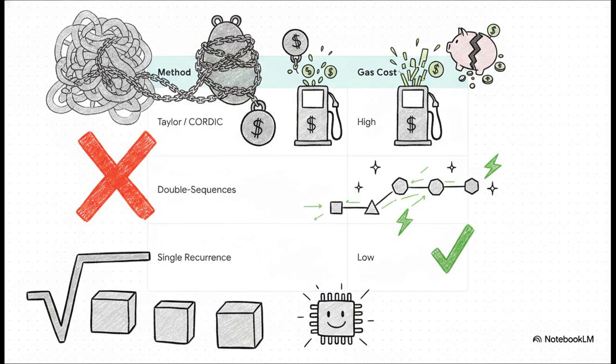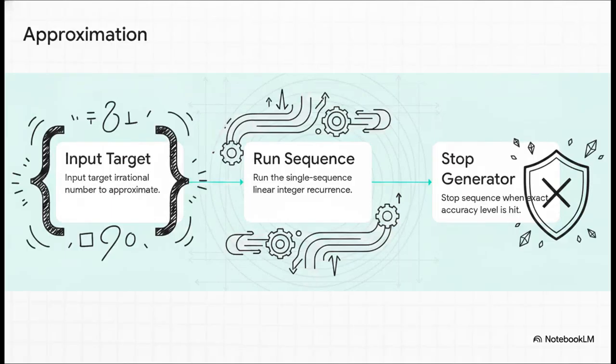They brought in a single linear recurrence. It's a natively gas-efficient, elegant, iterative hack that tricks the computer into calculating nearly perfect square roots using absolutely nothing but whole numbers. Here is exactly how it works in practice. Step 1. Input the target irrational number you want to approximate.